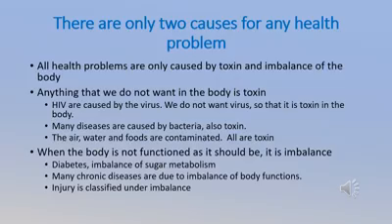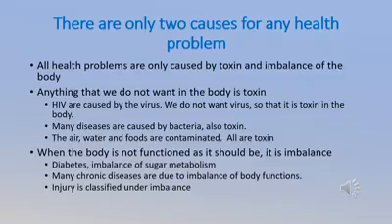Coming to rule 1 of Ganotherapy, there are only 2 causes for any health problem. Before we start this Ganotherapy, we always ask the audience, can you think of any disease that is not caused by toxins or imbalance? Anything that we do not want in the body is toxin. When the body does not function as it should, it is imbalance. Many people ask, how about HIV? HIV is caused by a virus. We don't want the virus, so it is a toxin in the body. Many diseases are caused by bacteria. We don't want bacteria inside the body. It is also a toxin. Many problems nowadays are also caused by contamination of the oil, air, water, and foods. All these are toxins, and they cause a lot of problems in the body.